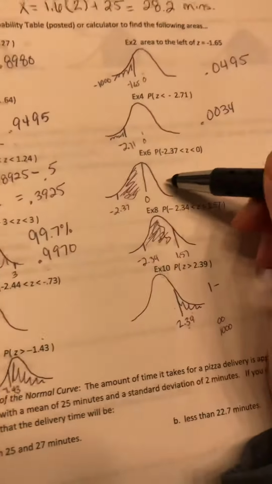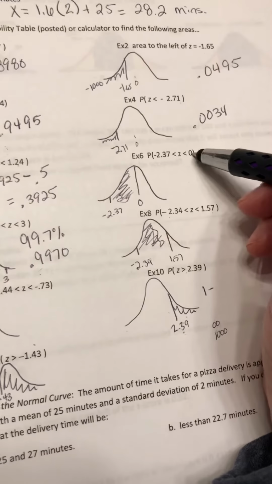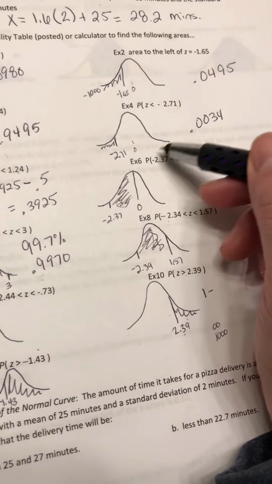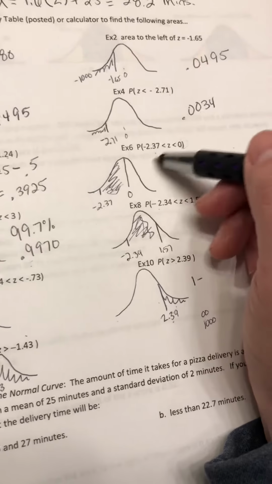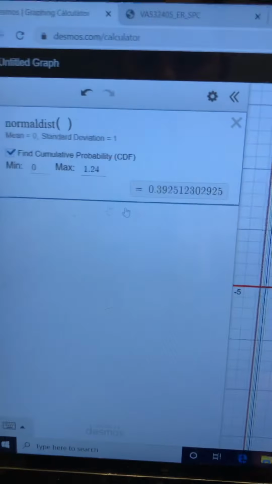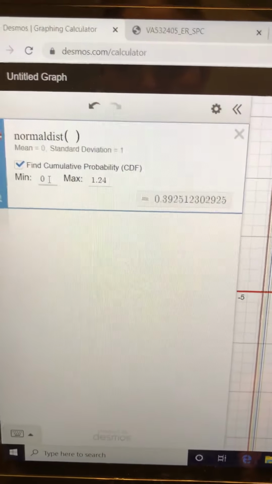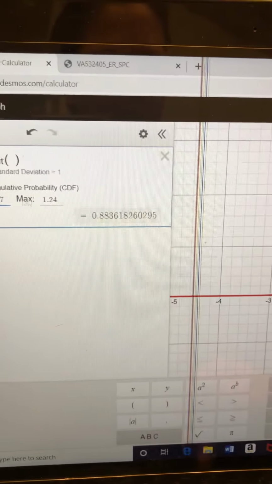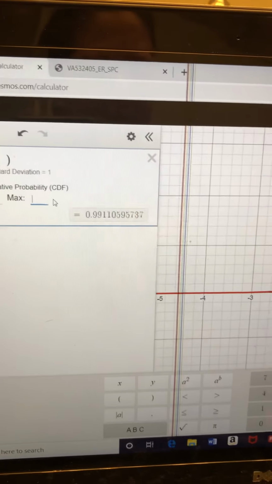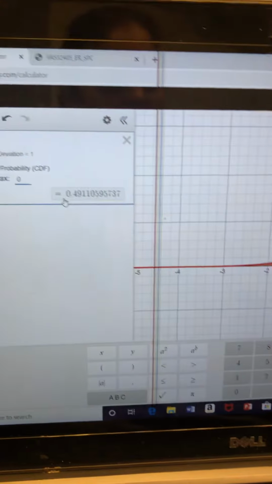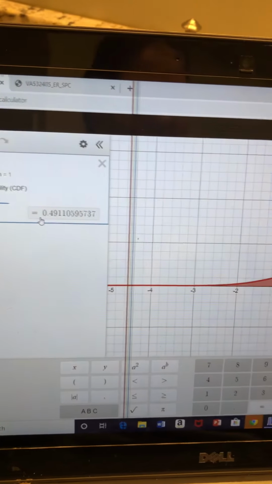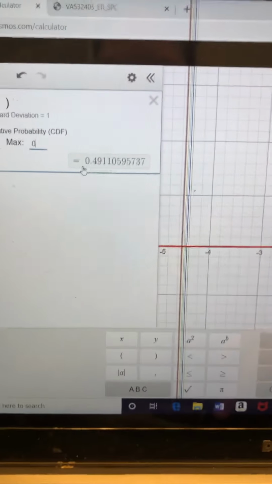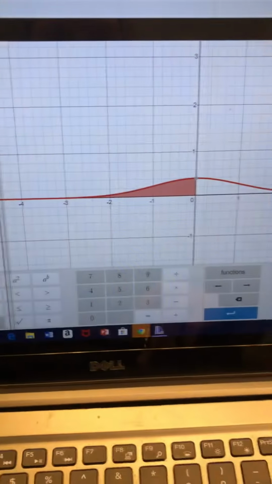So for the next one, if you wanted to do this one using the chart, you would take 0.5, which is the 0, minus whatever the value is at negative 2.37. For the sake of time, I'm just going to type them in on here. So negative 2.37 and 0. Because most of you are probably going to want to not subtract, because you might forget to subtract. So 0.4911, and there's your graph.